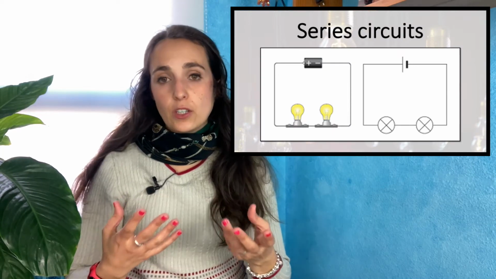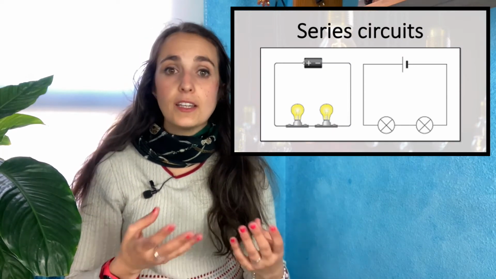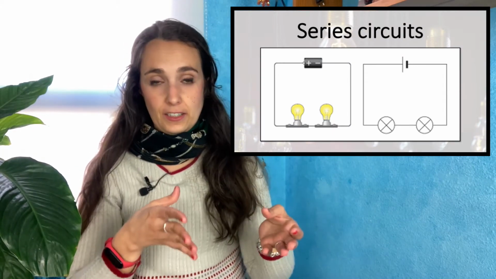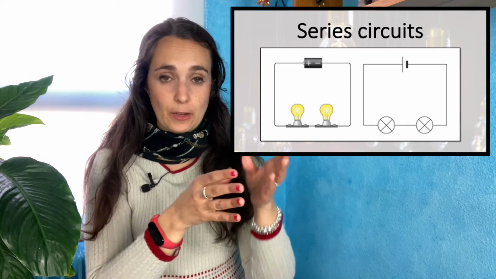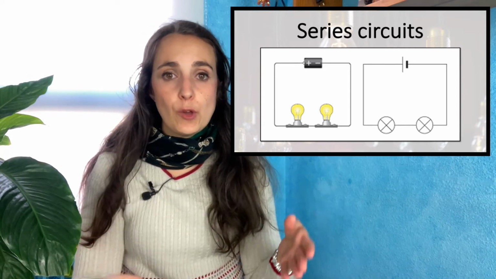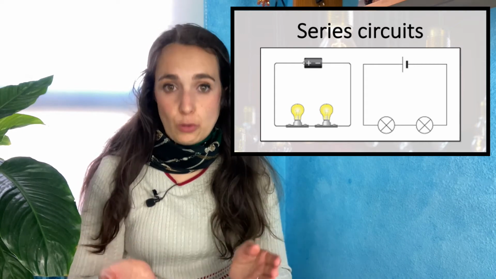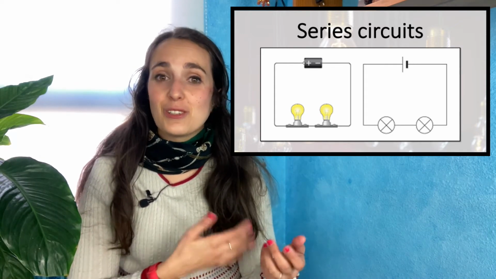So a series circuit, as we talked before, is something like this. We have different components like light bulbs, and they are all in the same wire, in the same line. So if one light bulb breaks and the wire breaks, the circuit will be open and it won't work at all. Like the old Christmas lights I told you about in the previous video.